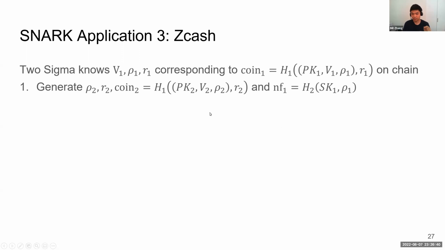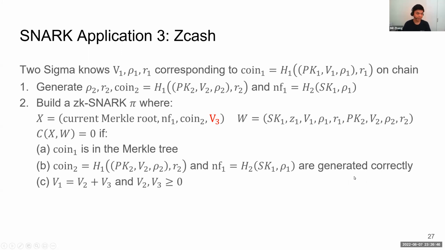So after 2σ has generated these two quantities, the coin and the nullifier, 2σ is going to build a huge snark. All right, and so what exactly is this snark going to contain? Remember, whenever we talk about a snark in any of these applications, I'm going to define for you the public information, X, the private information, W, and what the circuit, C, is evaluating.